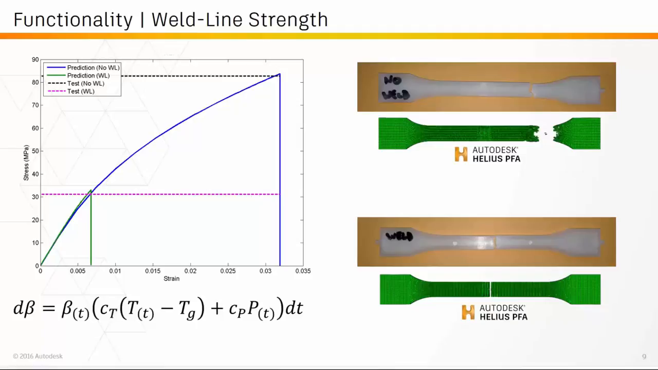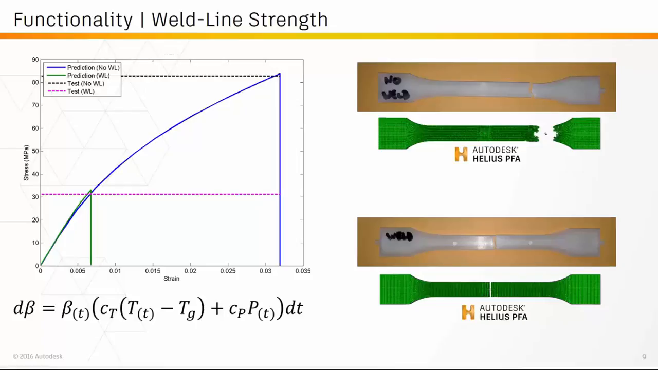It is a long equation. The strength prediction is a function of the temperature history and the pressure history and the flow front meeting angle of every single point in the weld surface. So Helius will survey all of the points in the 3D weld surface, look at the history from the molding simulation, and come up with a strength reduction factor for that material.